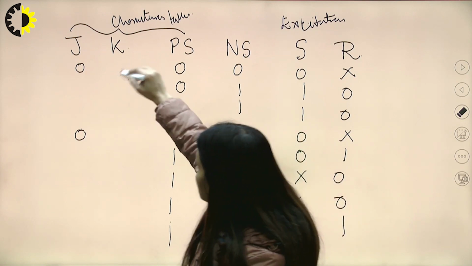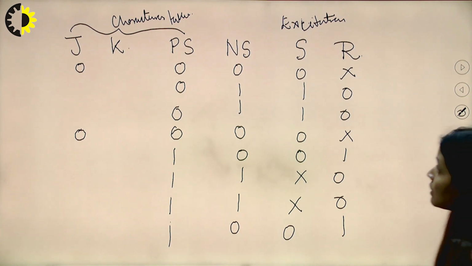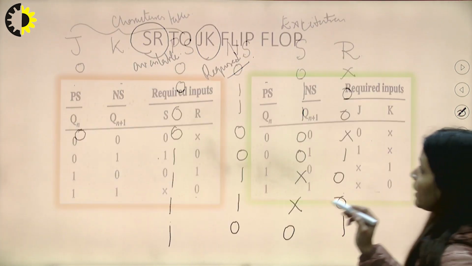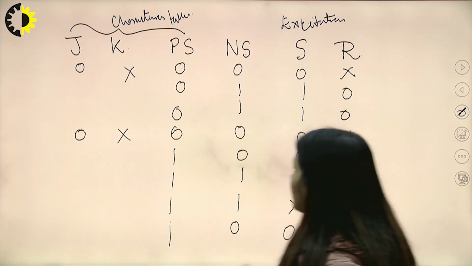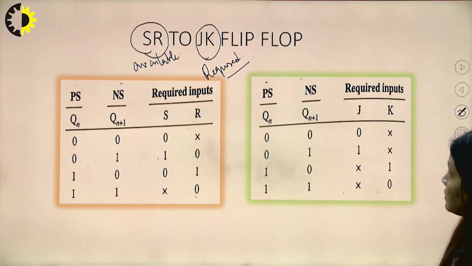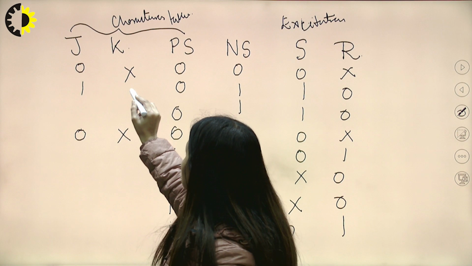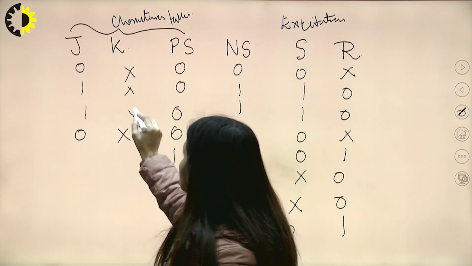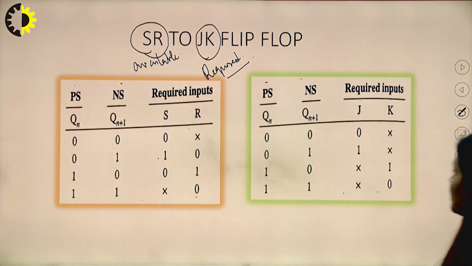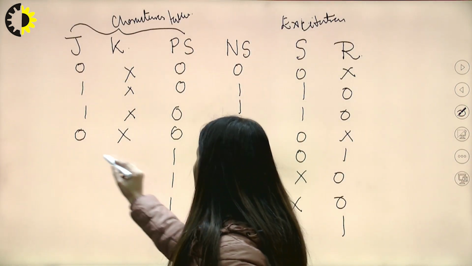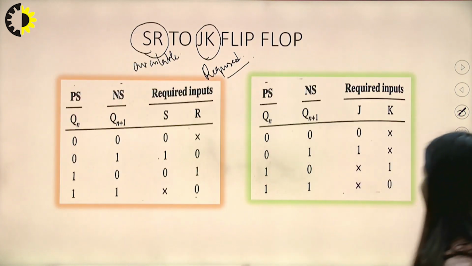Just a second. See, if I write in this way, for 0, 0, I write 0 cross, 0 cross and 0 cross. Okay. For 0, 1, I will write 1 cross. Okay. And for 1, 0, I will write cross 1. For 1, 1, I will write cross 0.